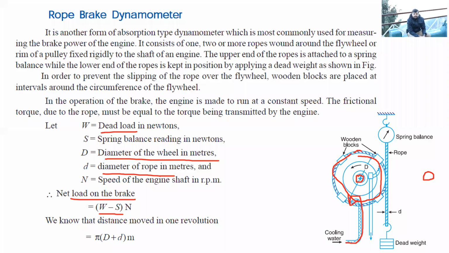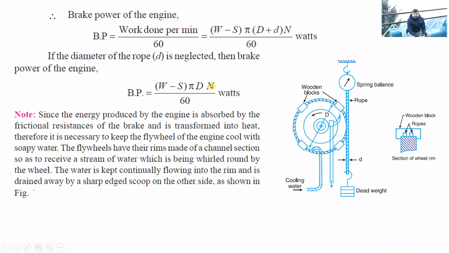Okay, and what is the distance moved in one revolution? So we know that distance moved in one revolution is equal to the circumference, and circumference is pi multiplied by d. But here the diameter of the rope is also to be taken into account. So the distance moved in one revolution will be pi into (D plus d). And now after calculating this, we'll be able to calculate the brake power.